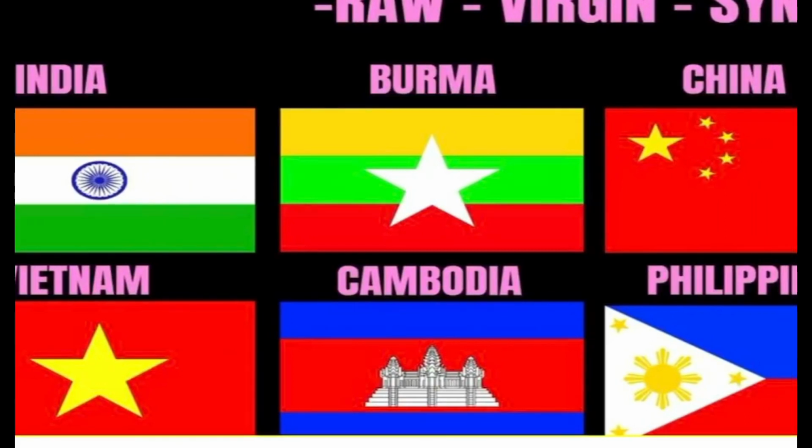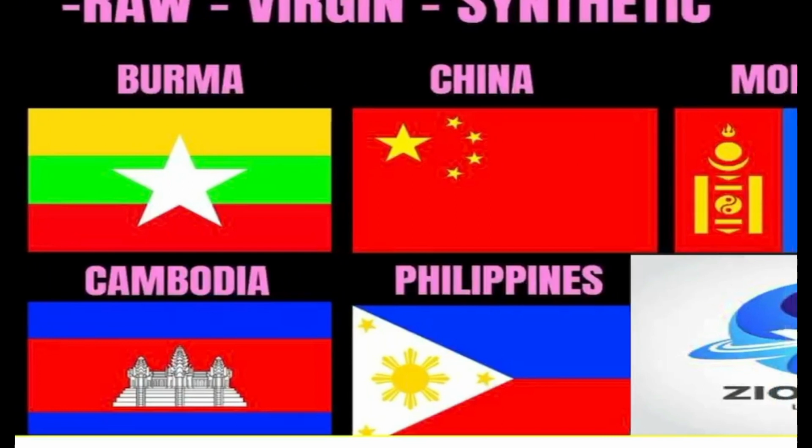And the third one is what? Synthetic hair. Now this synthetic hair is special hair that a special material is added, like different colors or different materials is being added to the hair. So that is the three types of hair we have, and these are the countries that produce these hairs.